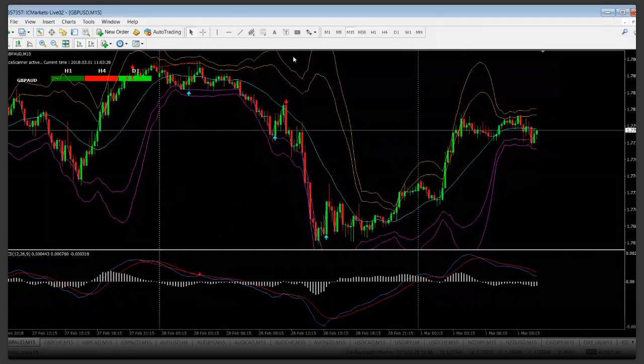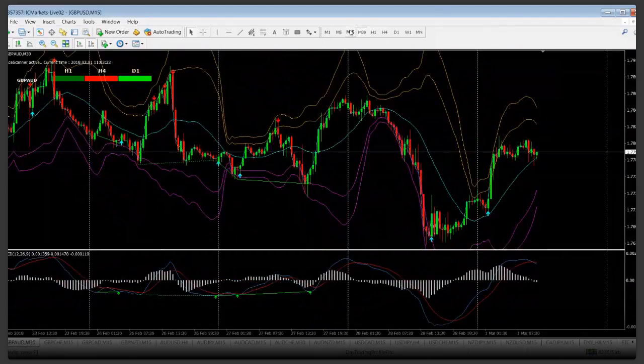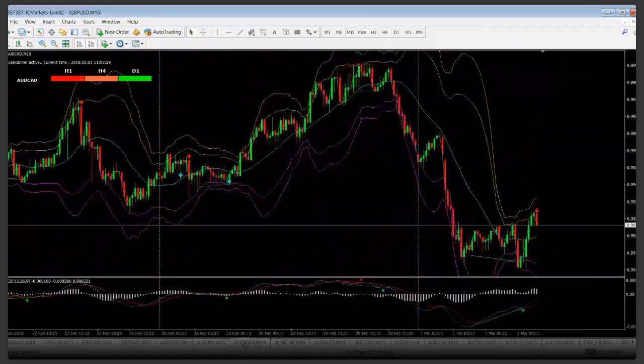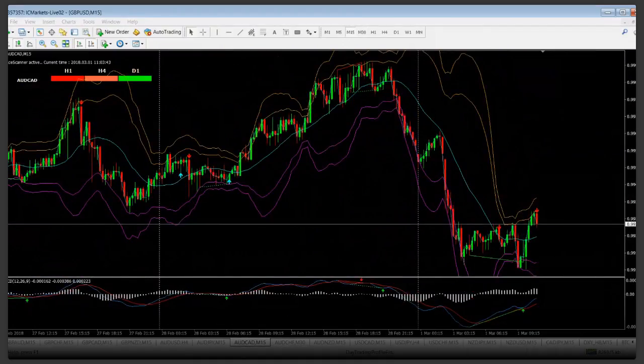British pound Aussie, buy signal. Could be an okay one. Just keep an eye on that Aussie Swiss franc 30-minute candle, still there, and the Aussie CAD is still there. So let's get the Aussie CAD.